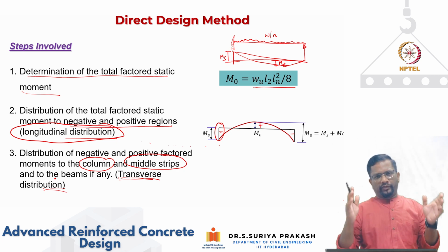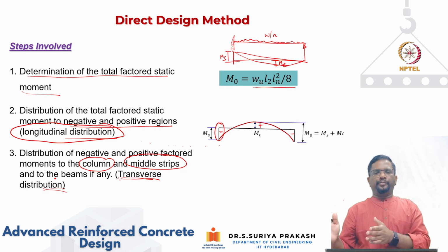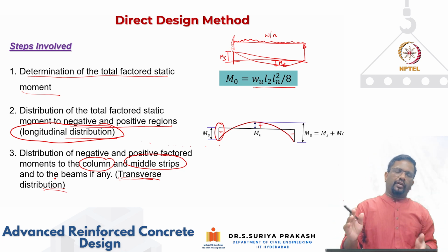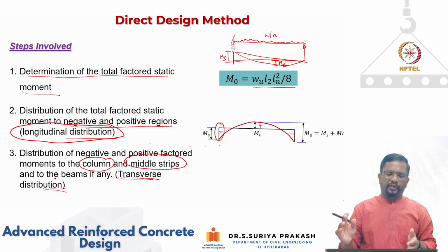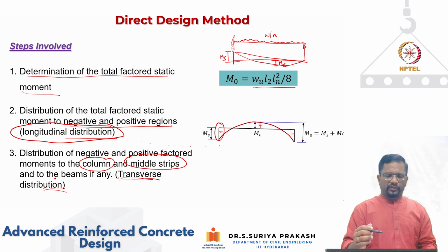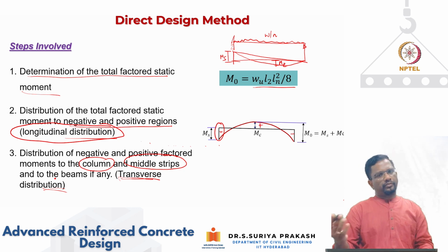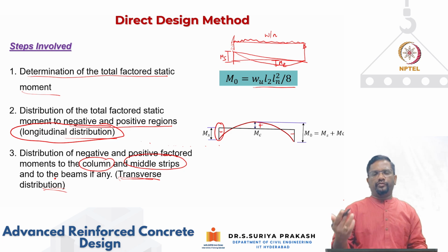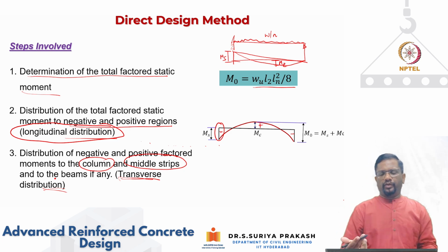First we divide the panel into frames. Then we calculate the total factored static moment for all the spans. Then we find the longitudinal distribution of the moments for all the spans. Then we distribute it in the transverse directions. Once you get your moment, the design process of calculating reinforcement is straightforward. We know how to do that.